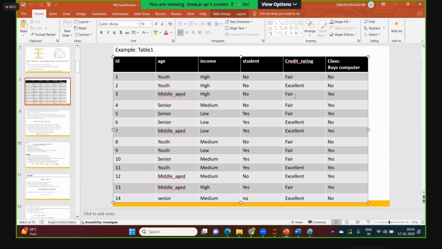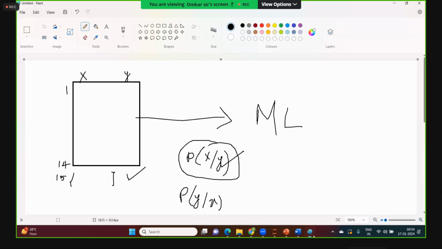Understood? Now again, Avesh Khan is asking Deepak, why is this guy not buying the computer? Deepak answers that he is a senior, the income is low, he is a student, and the credit rating is excellent. That's why he buys the computer. So what is the first question coming? Why he buys, why he does not buy? That is nothing but P of X by Y.